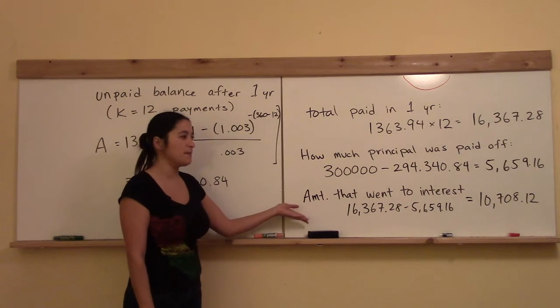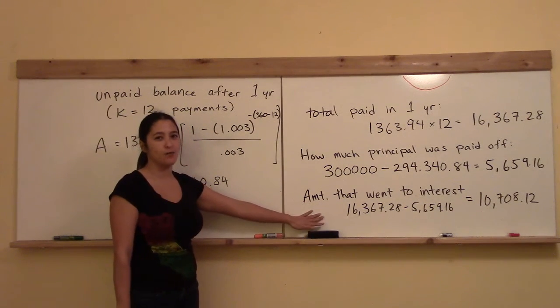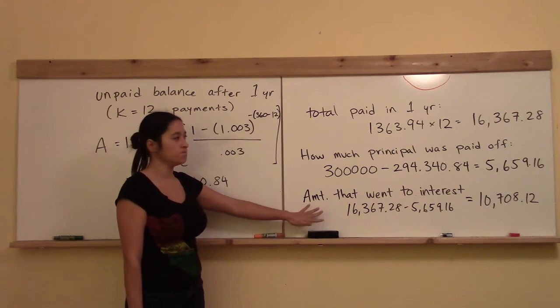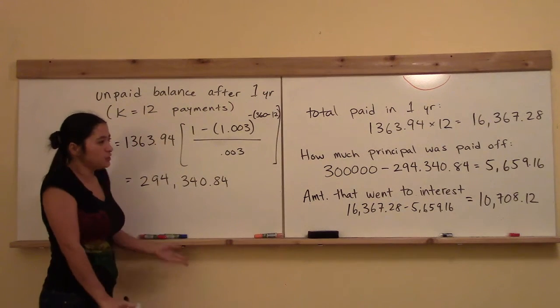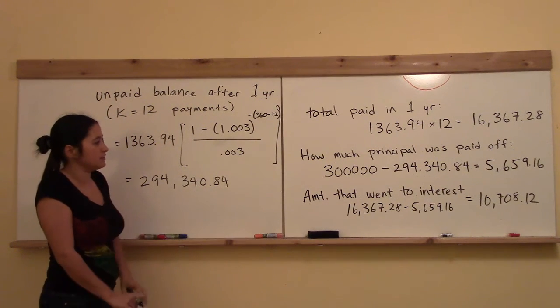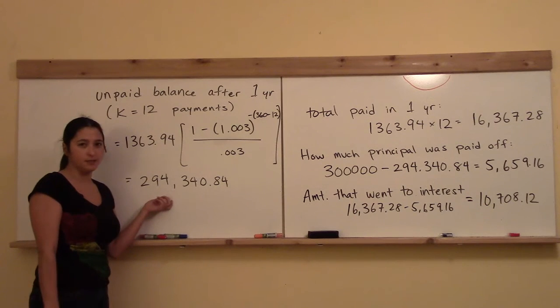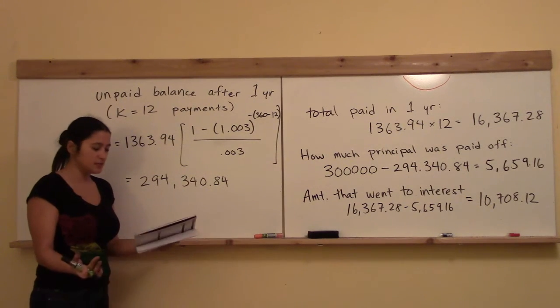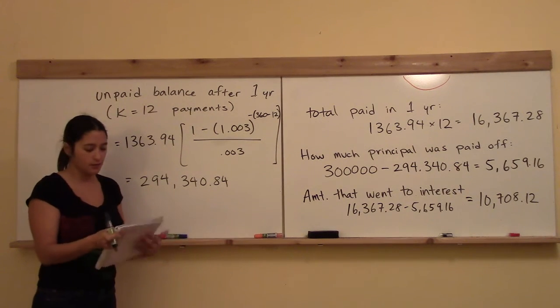So really what happened was the bank got almost $11,000 that year from poor Mary. She only paid off about $5,500 on her loan. And that's a big loan to pay off, okay? Is this actually happening every single year to poor Mary?